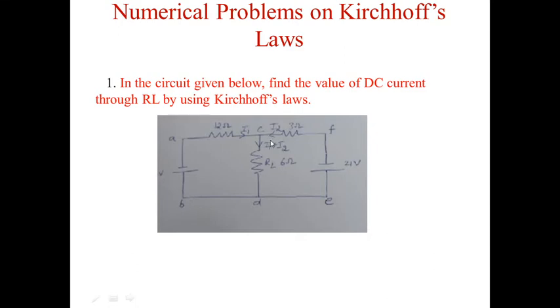According to Kirchhoff current law, both currents are entering the node C, that is, current I1 is entering the node C and current I2 is also entering the node C. So, the resultant current, that is the outgoing current flowing from C to D, is I1 plus I2.